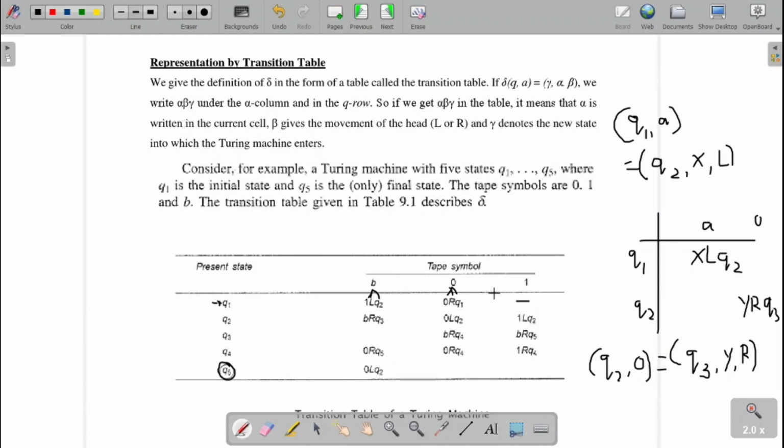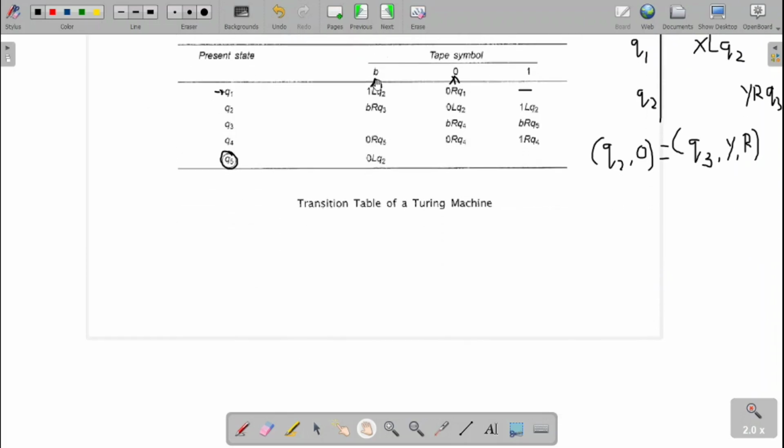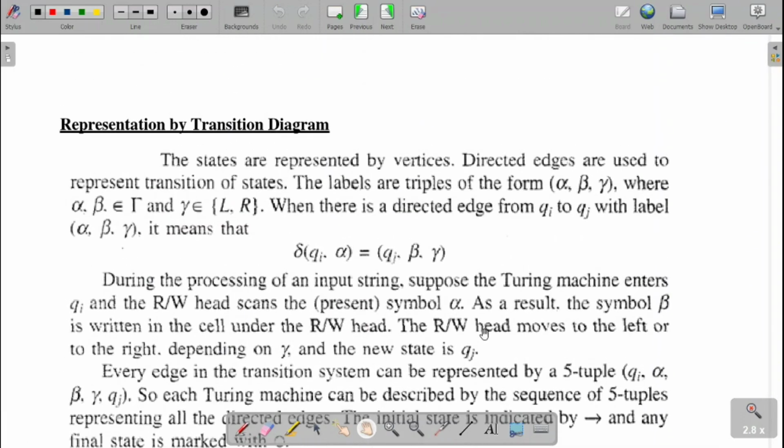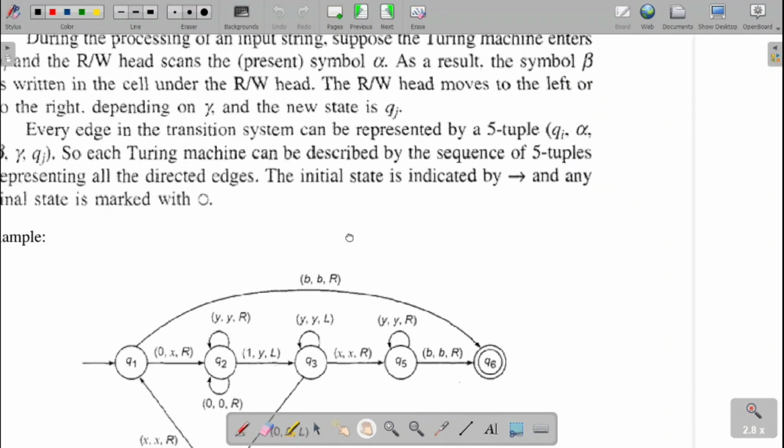Fine. The next method, transition diagram. Representation by the transition diagram. This is the third method of representing Turing machines. In the first one, we represented using the instantaneous description. In the second method, we used the transition table for the representation. In the third one, we represent using the transition diagram. Right? So in the transition diagram representation, let us take the same old example.